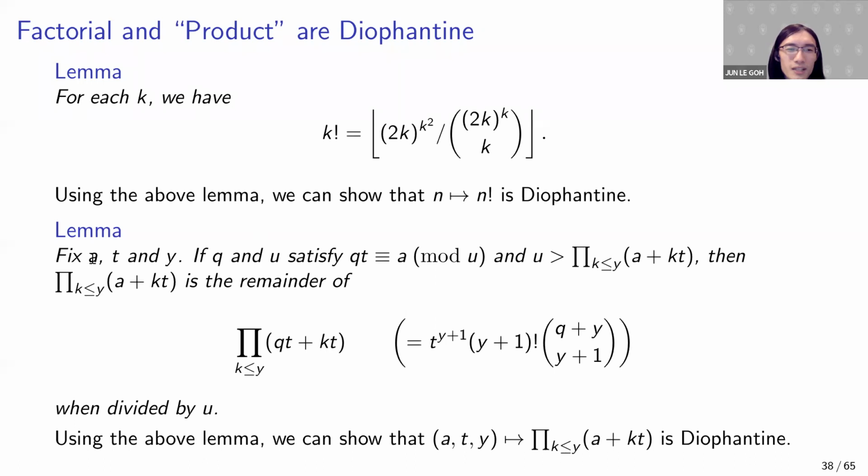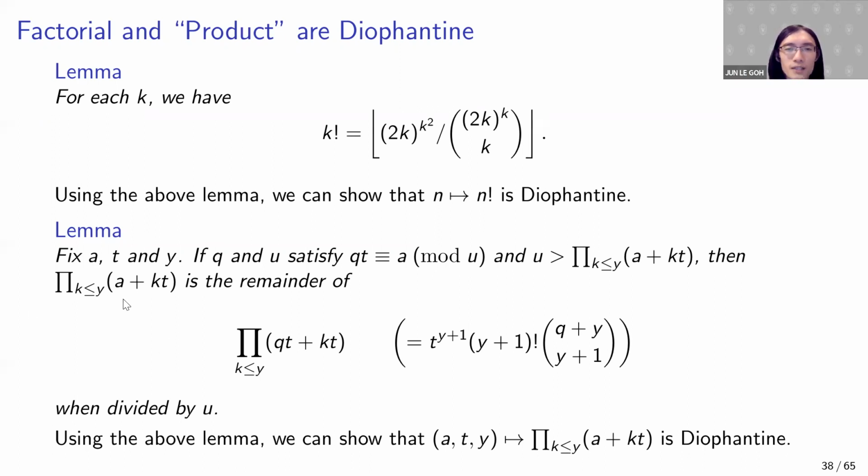So, okay, let's say we have A, T, and Y. Those are the inputs for the product. And we are interested in defining this product here. It's the product of A plus KT for K less than or equal to Y. So this is basically a product of a finite arithmetic progression where the first term is A and each term you add T. And then you go for Y many terms, right? So that's the meaning of this product here.